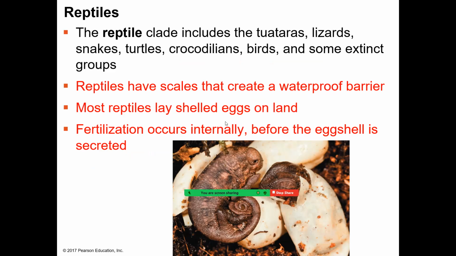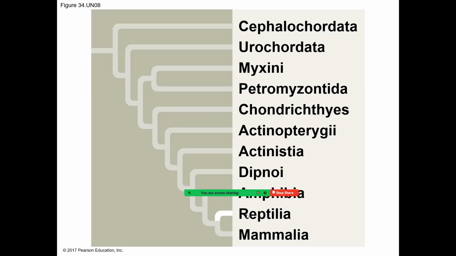Most reptiles lay shelled eggs on land, and what happens is that fertilization will occur internally, and then the egg is secreted, and the eggshell is formed. The embryo develops internally, the eggshell also develops internally, and then the egg is secreted onto the land. So here are reptiles down here.